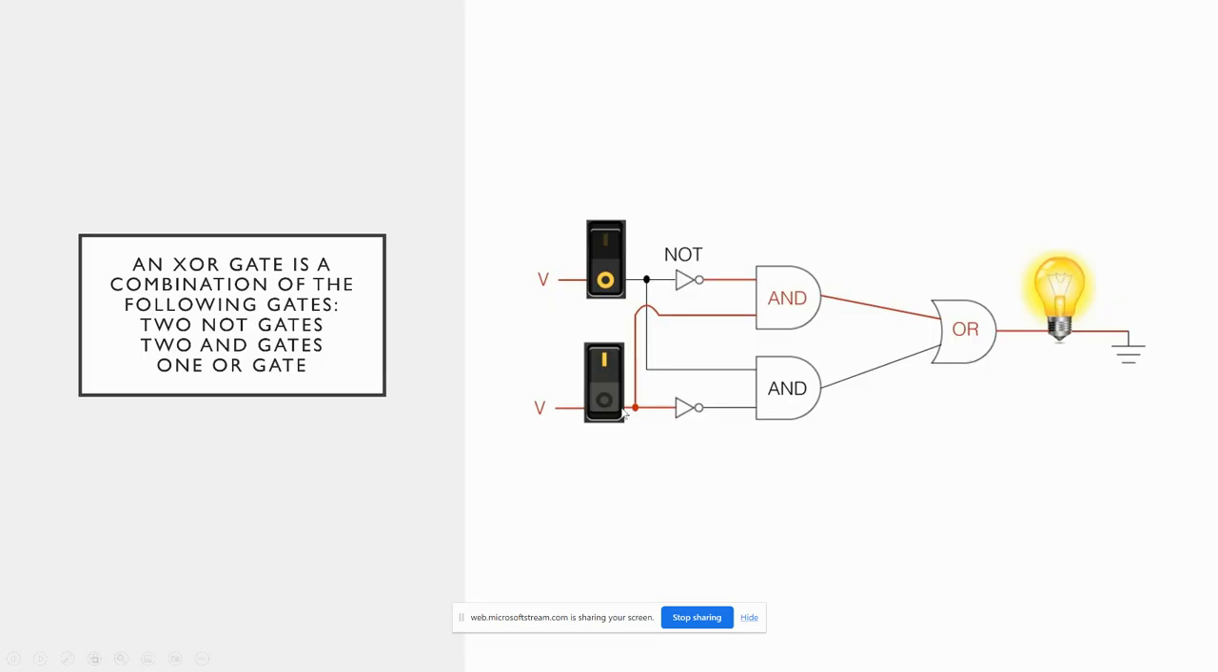Now let's have a look at how an XOR gate looks in real life. The XOR gate here is a combination of the following gates: 2 NOT gates, 2 AND gates, and 1 OR gate. When we put them together, we get XOR. If you think about it, the 3 basic building blocks of the logic gates or circuits here are AND, OR, and NOT. So by adding 2 ANDs, 1 OR, and 2 NOT gates, we have the XOR gate.